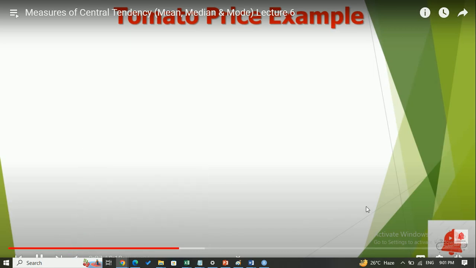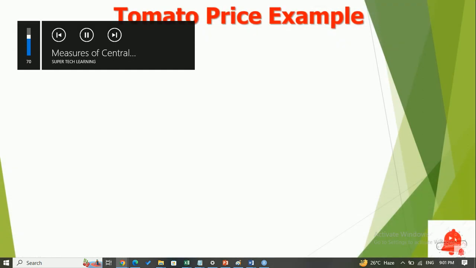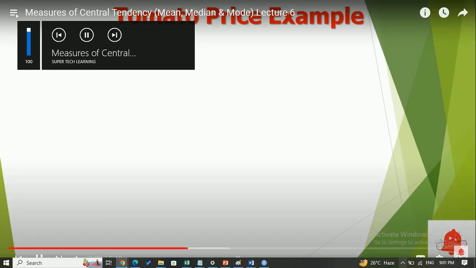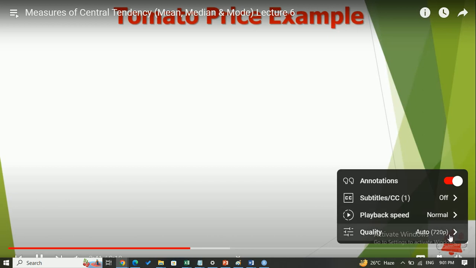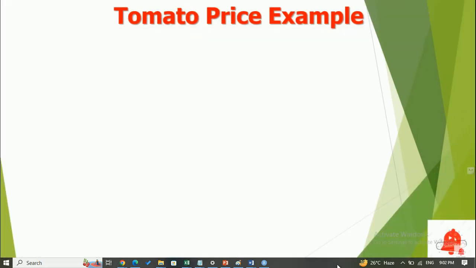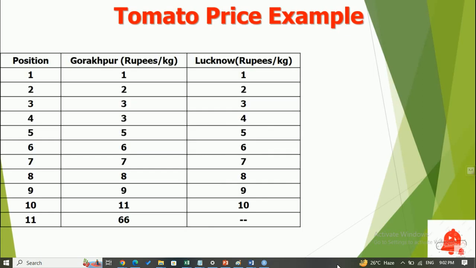Tomato price example. As we talked about earlier, mean is the most common measure of the central tendency, but it has a huge downside. It is easily affected by outliers. Let's explain with an example. There are the price of tomato at 11 different locations in Gorakhpur city of UP state and 10 different locations in Lucknow city of same state. Let's calculate the means of the two data sets. The data sets are this, the different places of Gorakhpur city and Lucknow city.